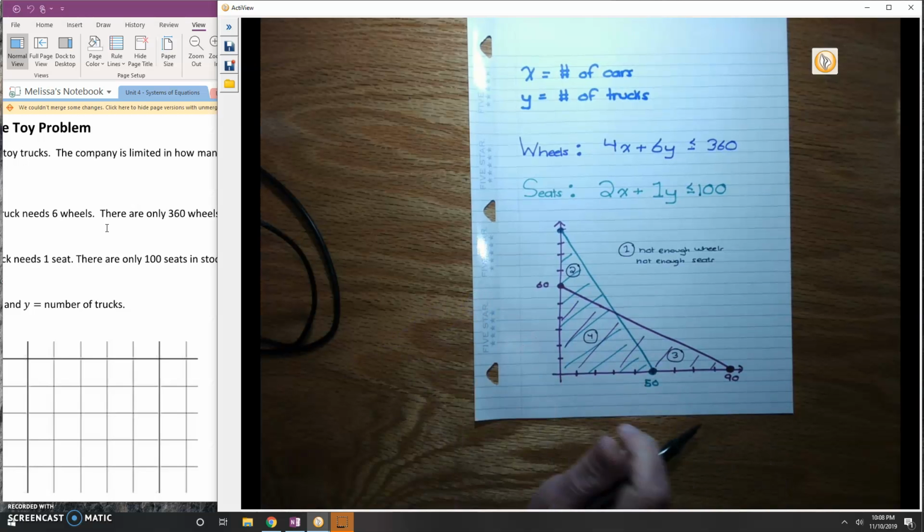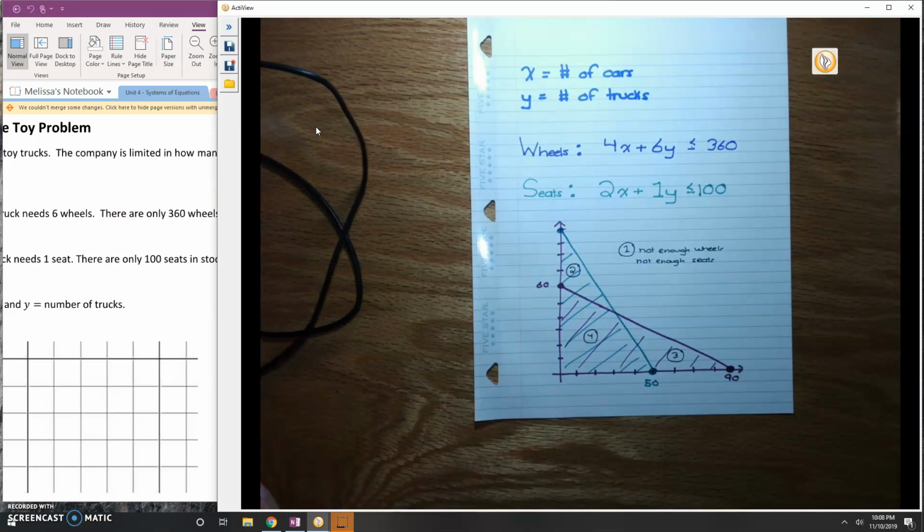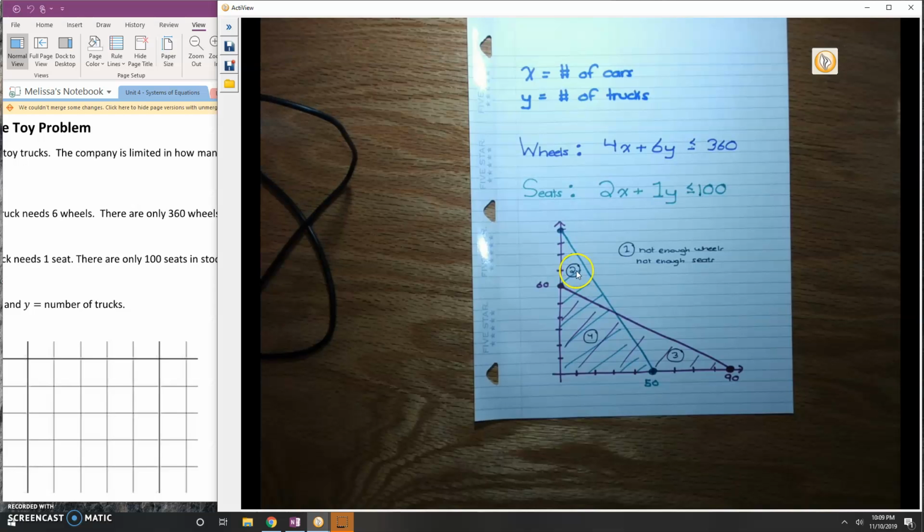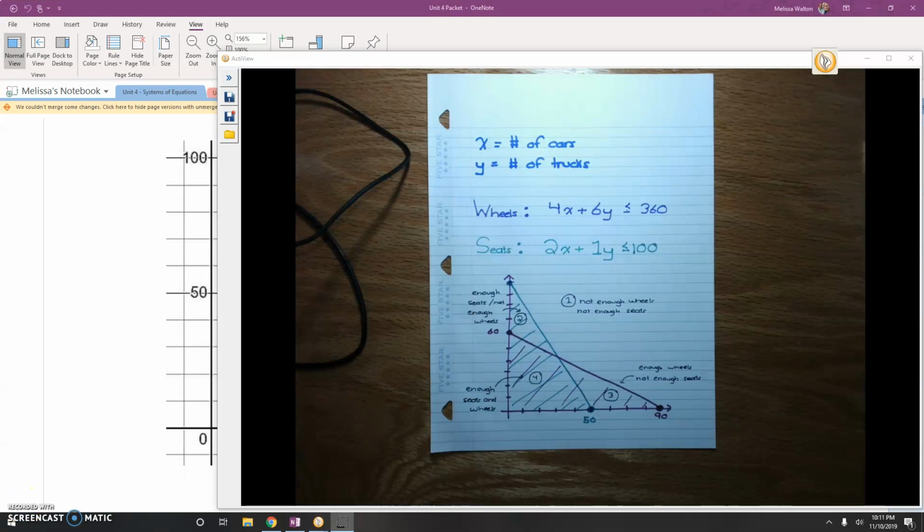So Mr. Parsons is going to pause the video here, and what I would like for you to determine is, what do each of those areas represent? Not enough what? We've got enough of this, but not enough of this. So Mr. Parsons, go ahead and pause the video, and I would like for you to determine what those other 3 areas represent. And go. Hey, here is what I came up with. Go ahead and check your answers.